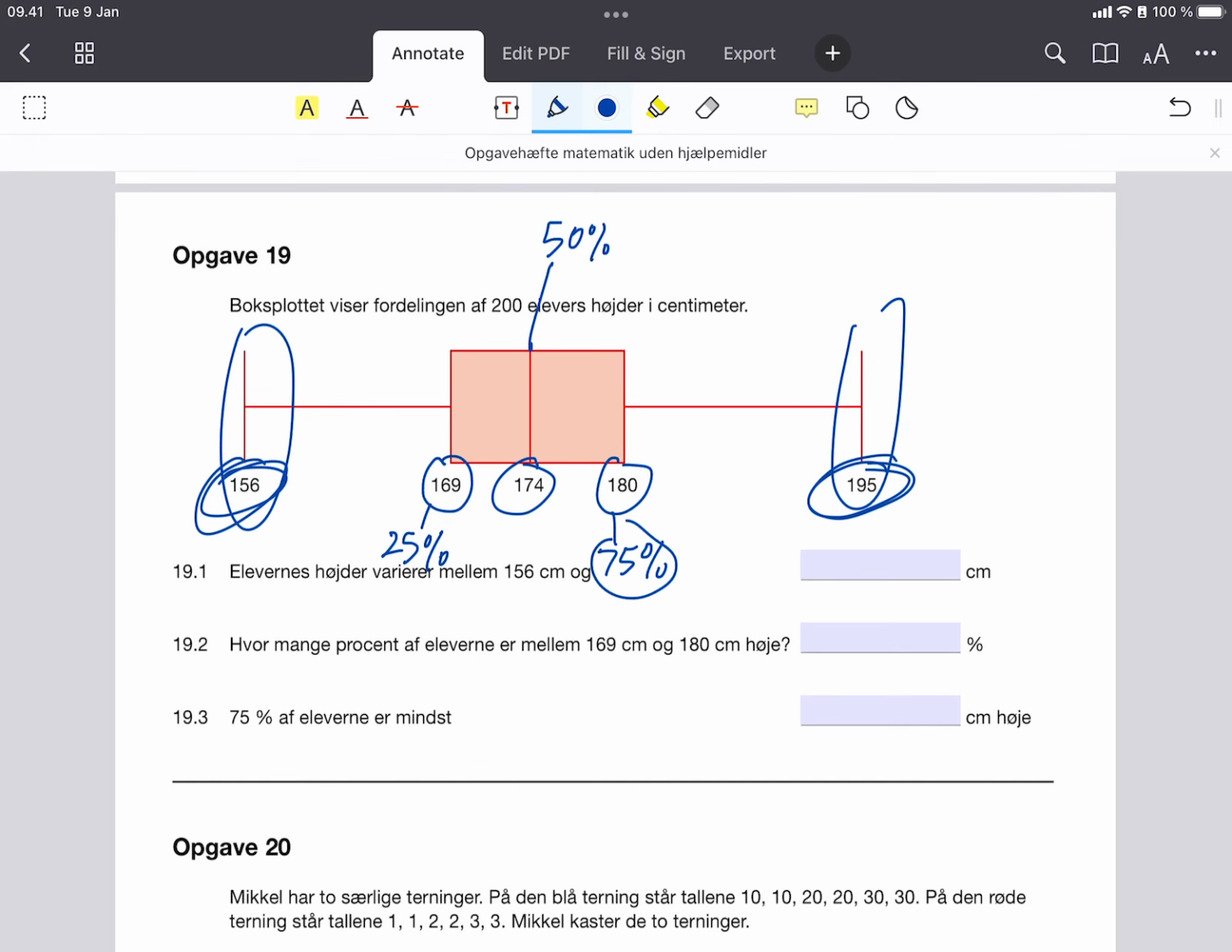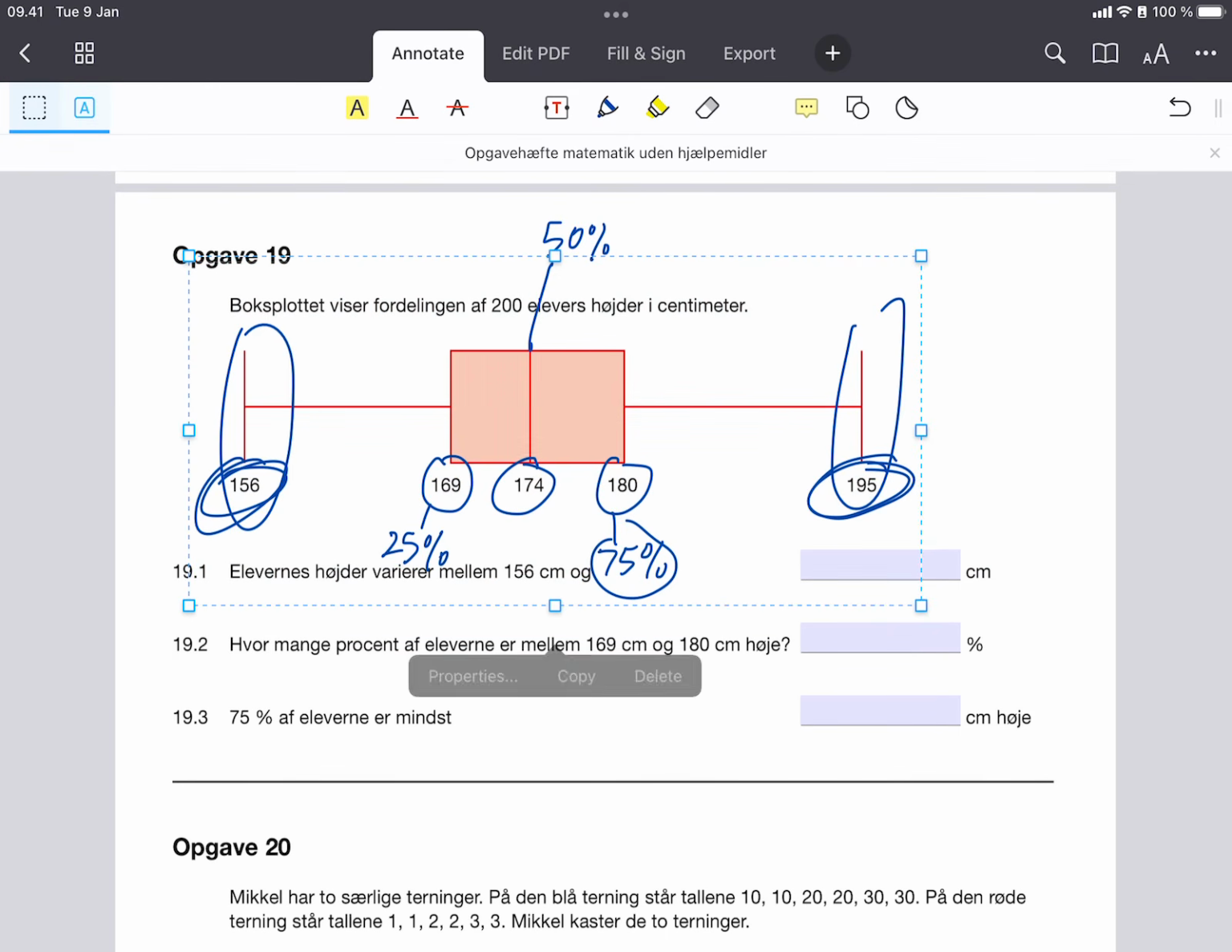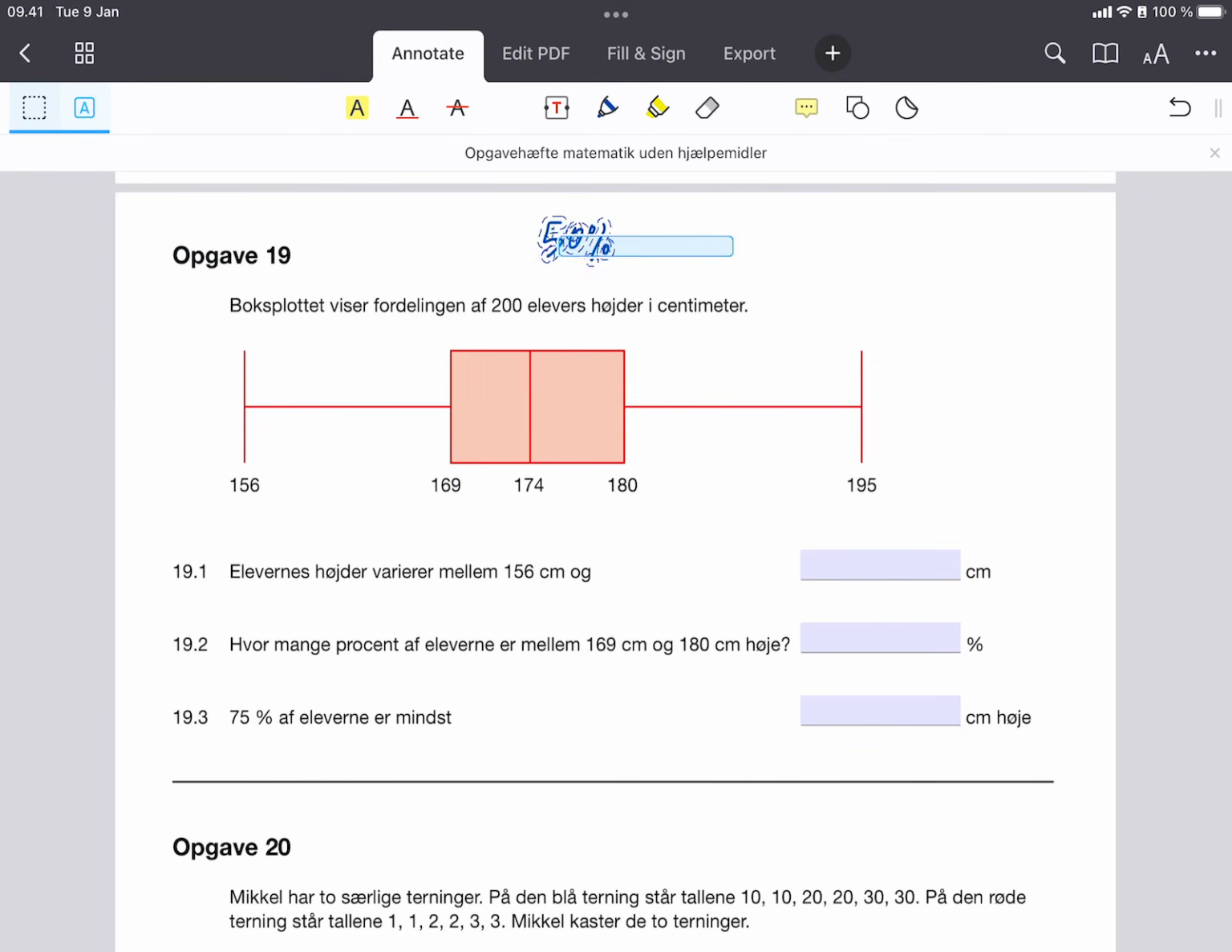So with all that discussed, let's just clear some of this mess and talk about this. So it says the pupils' heights vary from 156 to how many centimeters? 195, lowest to the highest.